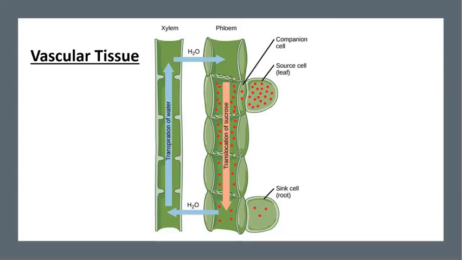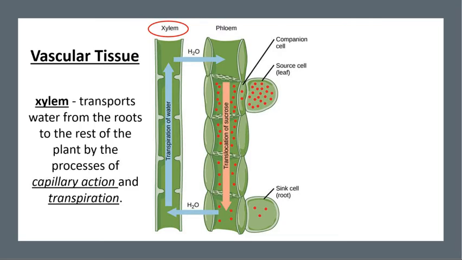Okay, here is a picture of two of the types of vascular tissue. We are going to talk about xylem first. And if you read right here, it says transpiration of water, which may or may not mean much to you other than water. Now, xylem transports water from the roots to the rest of the plant by the processes of capillary action and transpiration. Well, you know a little more. You know it transports water from the roots up the plant, and there's two processes involved.